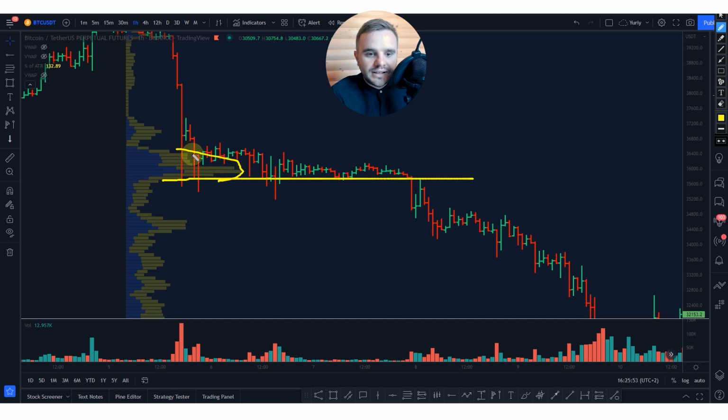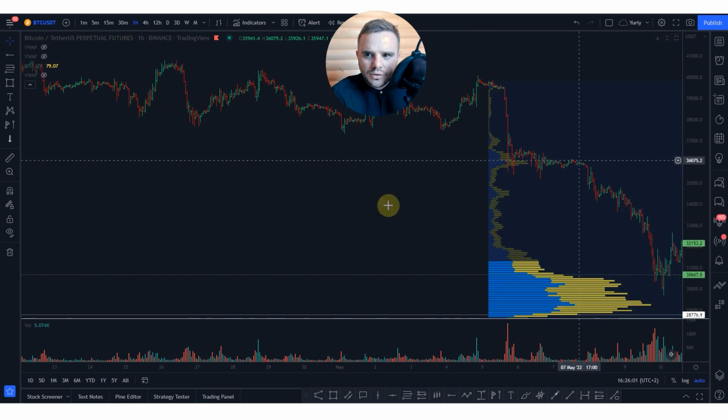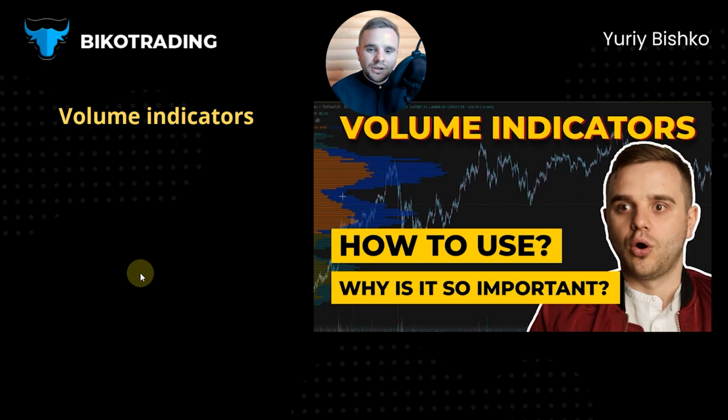I hope you notice that it exactly bounced from this significant volume. Why? Because that's how the market works. I will share clear strategies about this in the future. That's why, about volume indicators, once more, I use it as a fuel. I use it together with technical analysis. I never use volume separately because it's so important.